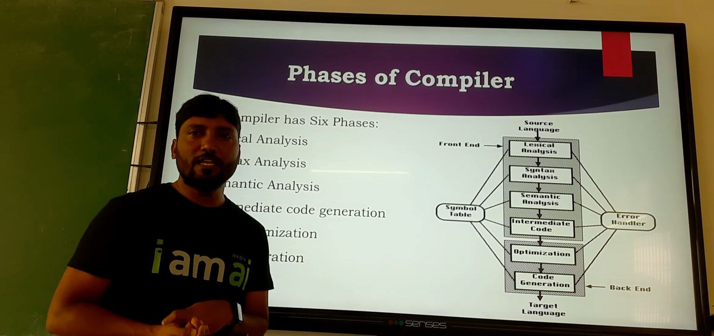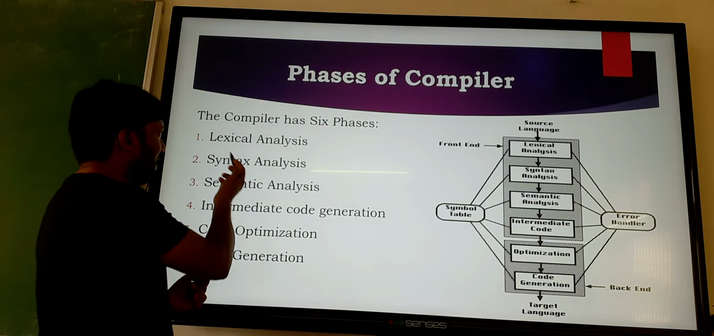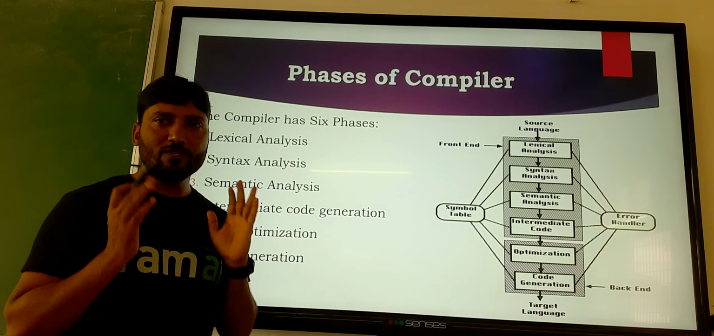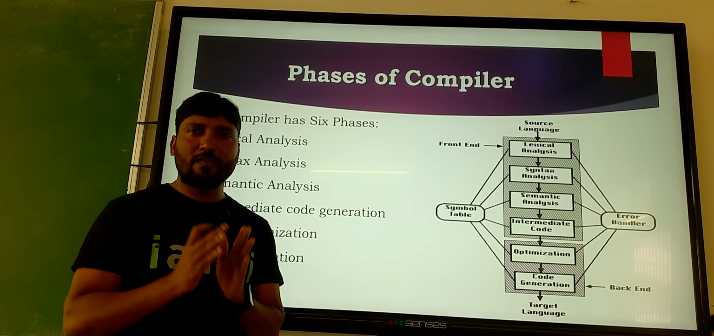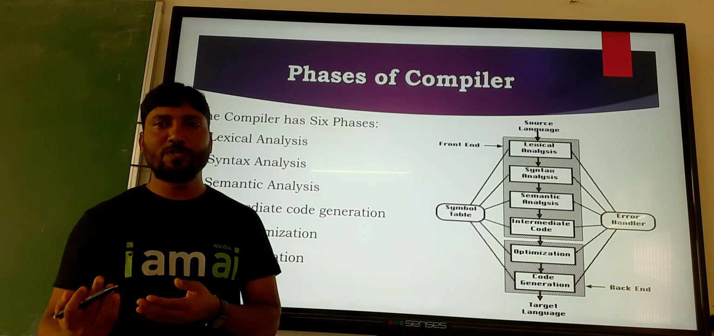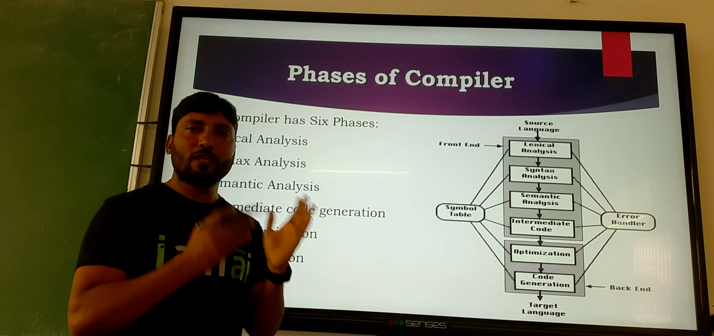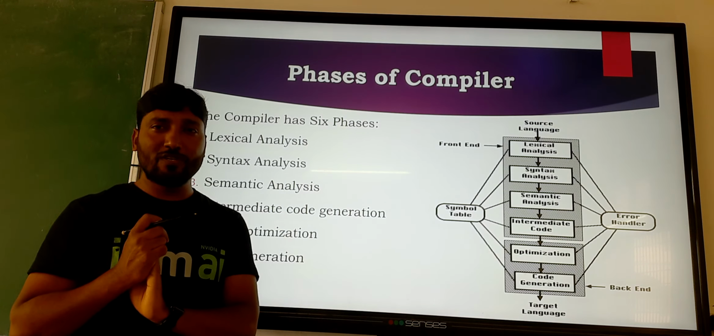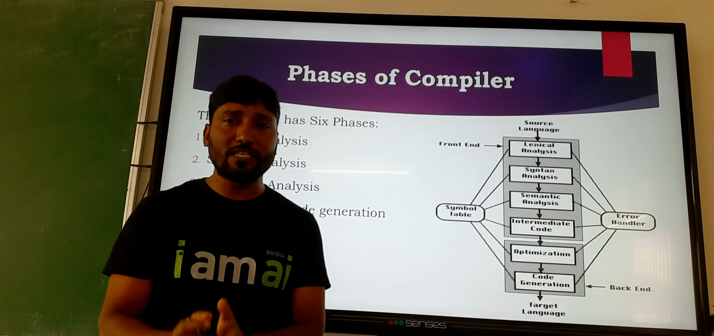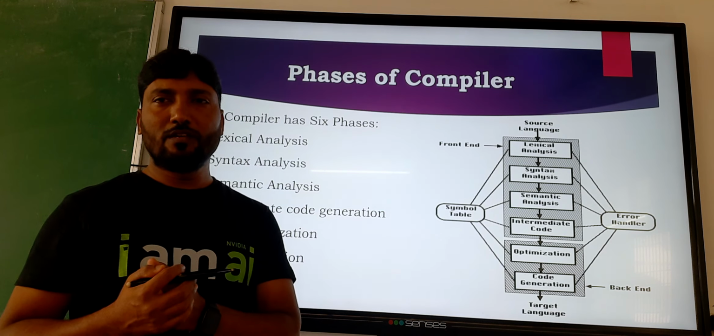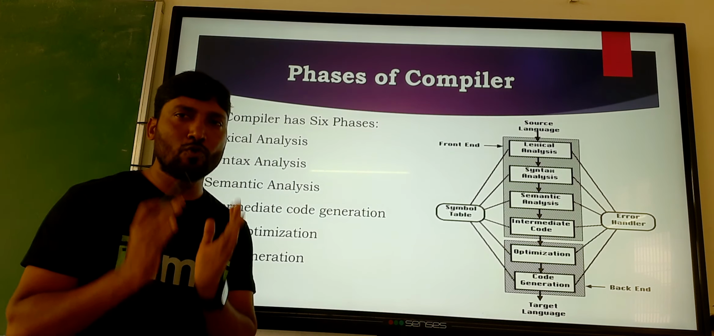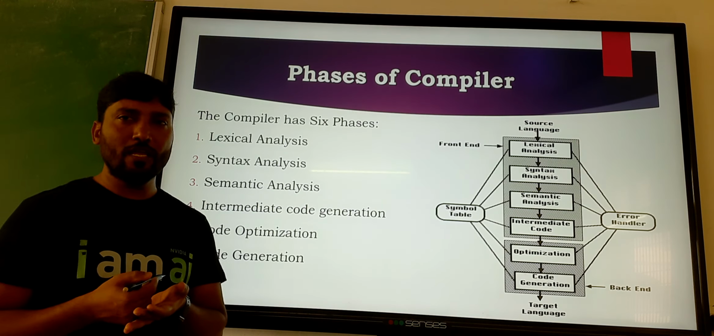Now, we will discuss each and every phase one by one. The lexical analyzer has 3 important tasks. The first one is to read the source program character by character. The second task of the lexical analyzer is to break up the source program into some groups, which are called lexemes. The third task of the lexical analyzer is to convert those lexemes into tokens. So that is the lexical analyzer. That means the lexical analyzer takes the source program and converts it into tokens.